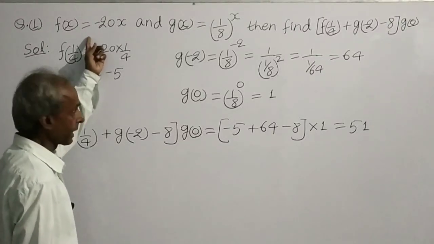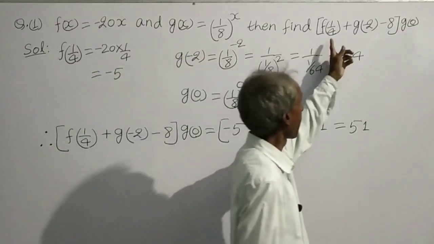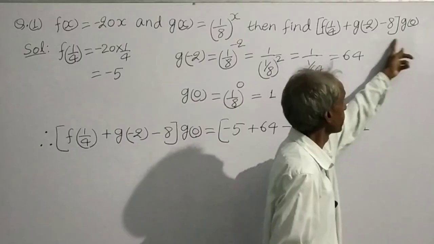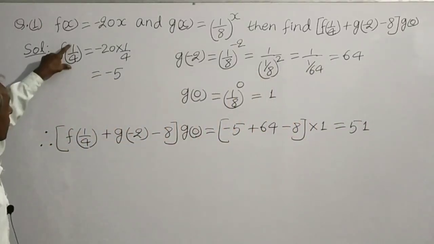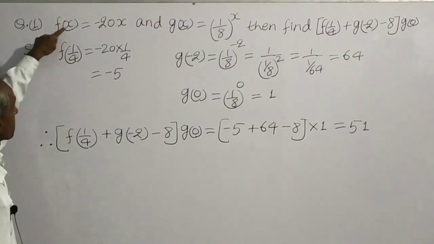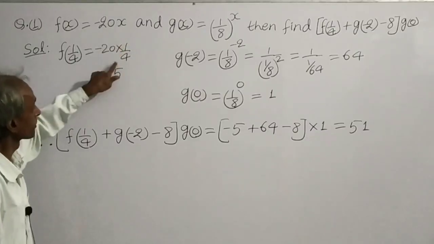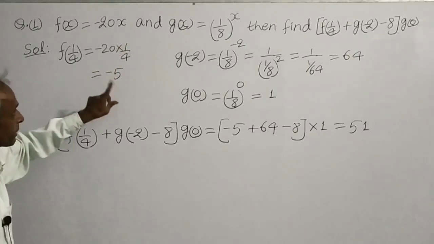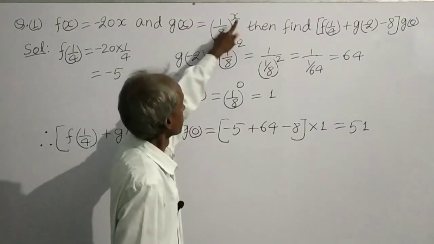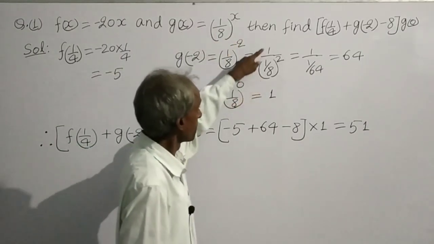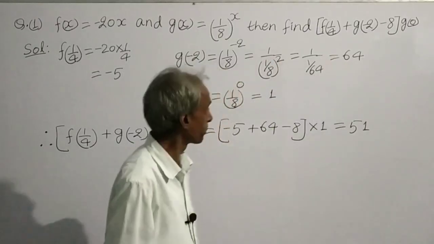f(x) is given, g(x) is given. We have to find the value of this. f(1/4): when we put 1/4 in place of x, here we will also put 1/4. Then we get minus 5. g(-2): minus 2 here. This will be equal to (1/8) square, that is equal to 64.